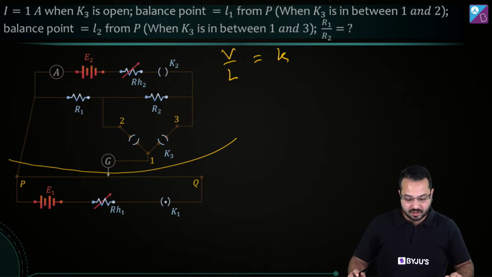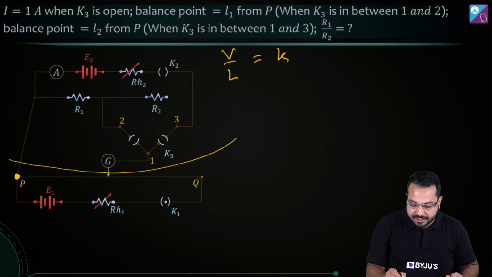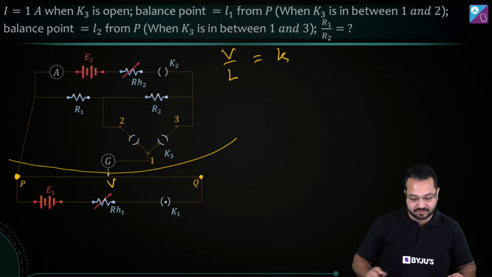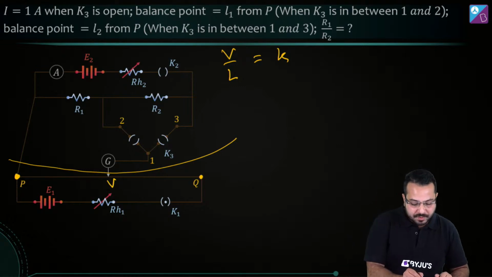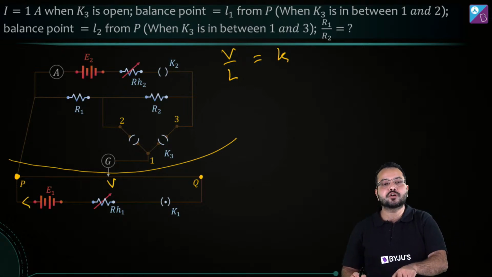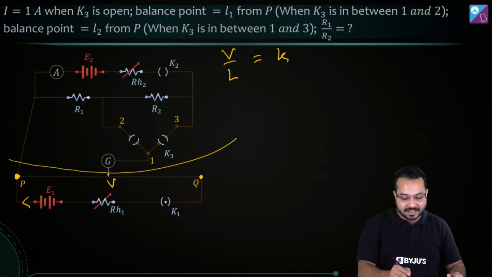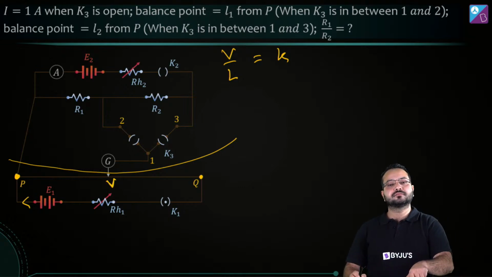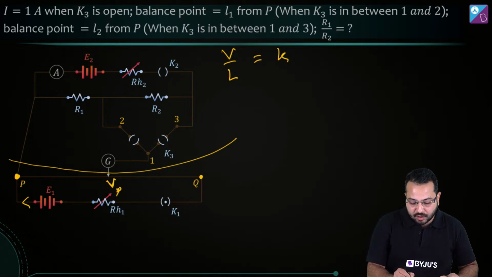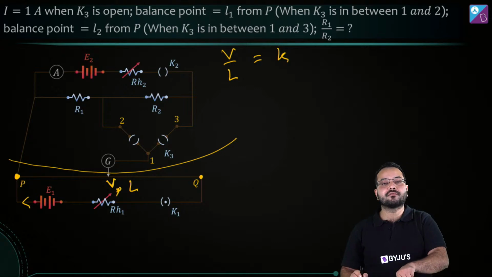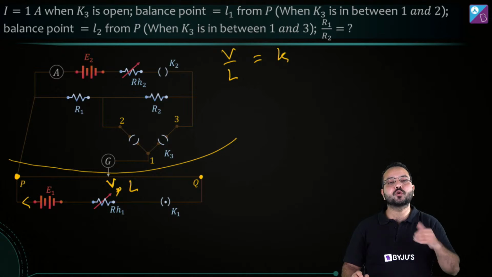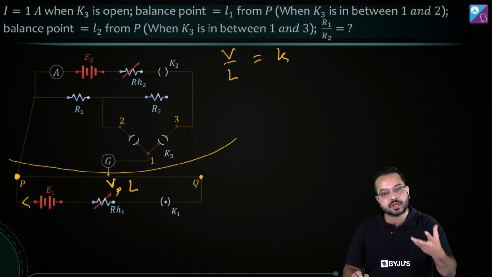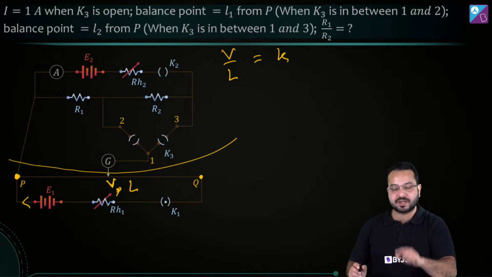Now let's say between this point P and Q, the potential drop is V. Obviously it is a resistance, so there's going to be some current over here, and there's going to be a potential drop across PQ. Let's say that potential drop is V, and the length of the potentiometer wire is L. So per unit length, what is going to be the potential drop? It is going to be V by L.